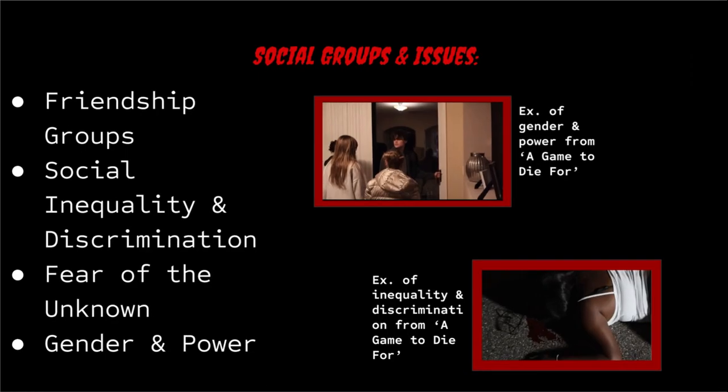We also discussed social groups and issues within our film, which would include friendship groups, social inequality and discrimination, fear of the unknown, and gender and power. In this image right here, you can see gender and power from the film A Game to Die For, and inequality and discrimination from A Game to Die For as well.